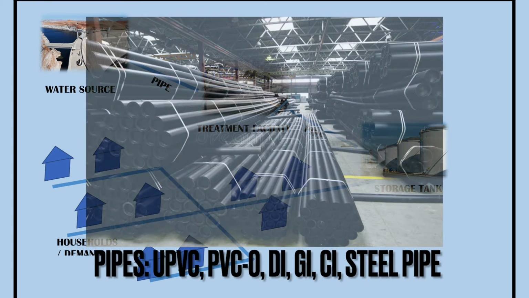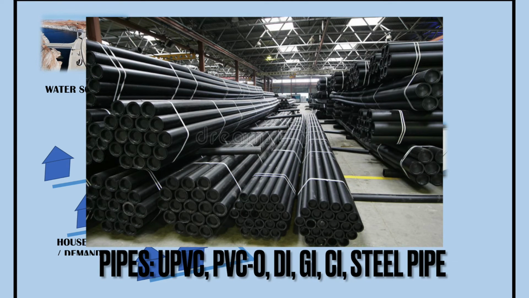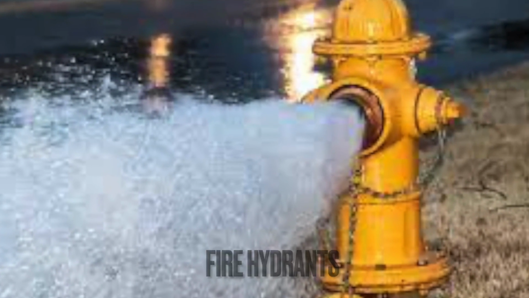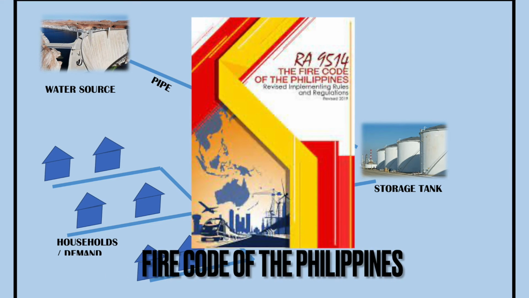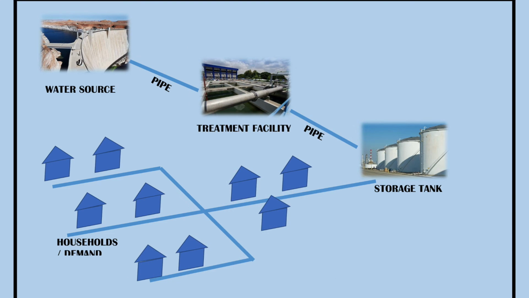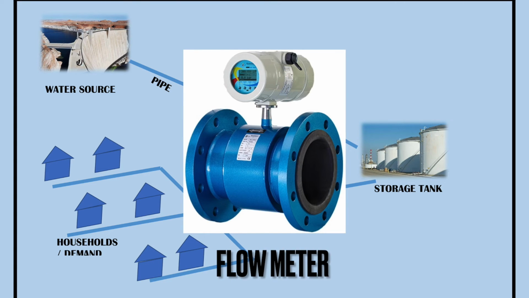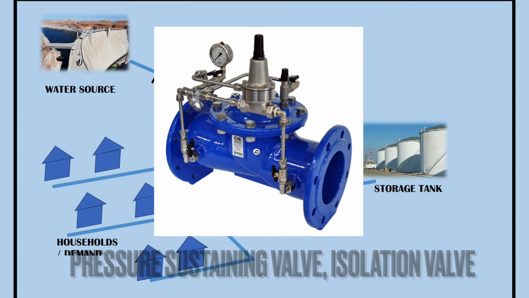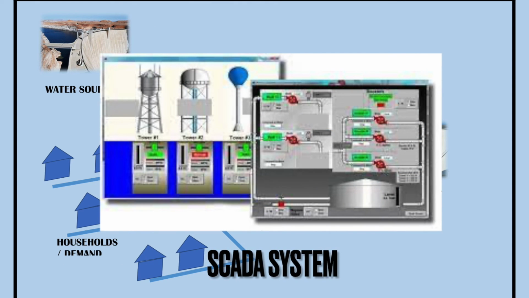There are several available pipe materials in the market. The designer may suggest the material for a certain scenario or setup. The spacing and design of fire hydrant may follow the fire code of the Philippines. Other components or appurtenances may also be incorporated in the design such as water meter or flow meter, pressure sustaining valve, isolation valves, SCADA system, among others.